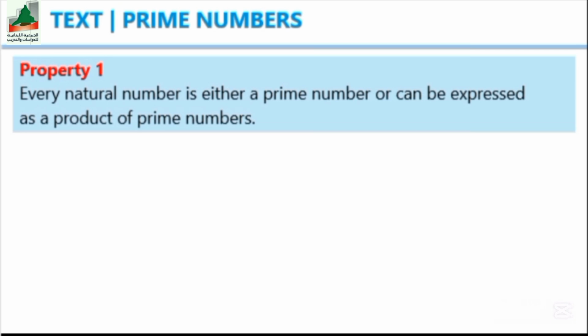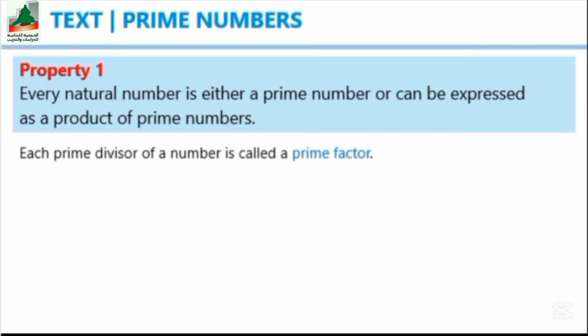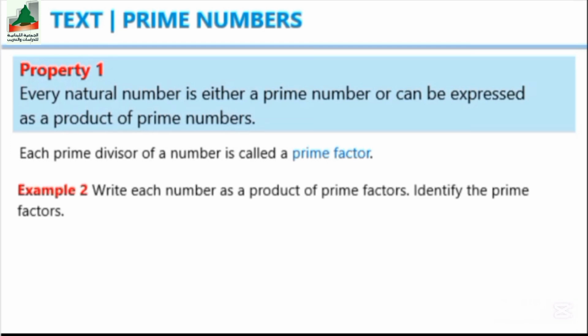Property number 1. Every natural number is either a prime number or can be expressed as a product of prime numbers. How? Each prime divisor of a number is called a prime factor. What do we mean? Let's take this example. Write each number as a product of prime factors and identify the prime factors.